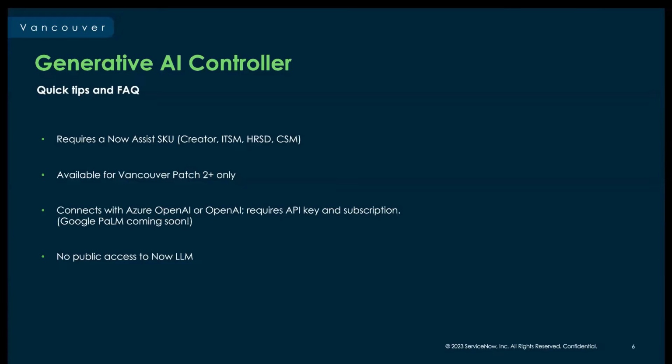In order to use the controller, you do need an Azure OpenAI or OpenAI subscription. And that subscription has a key. You'll need the API key. I'll show you later on where to put it. And then coming soon in the future, we're going to enable Google Palm. So that's cool. And then just to note, there's no public access to Now LLM. So you may have heard of us having Now LLM, which is our own ServiceNow LLM. Yes, it does also use the controller in the background, but it's not for customers' consumption. It's for internal development tools. So just keep that in mind.